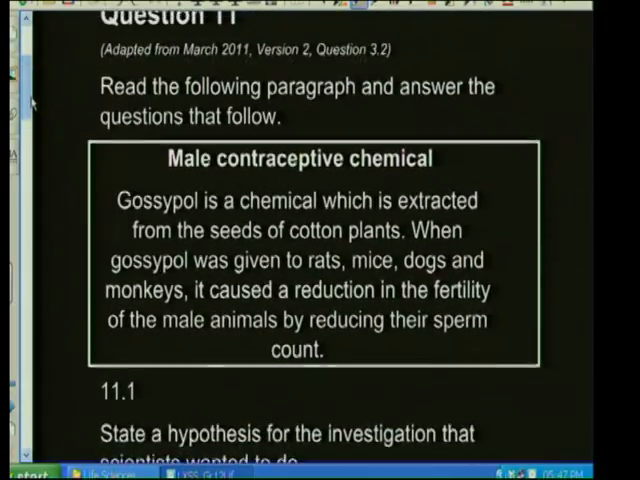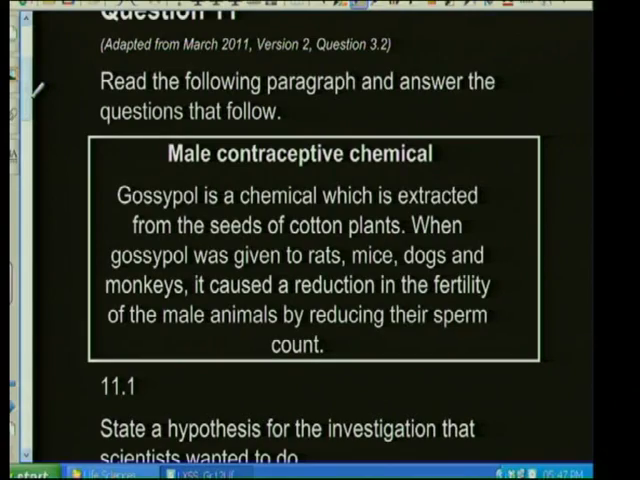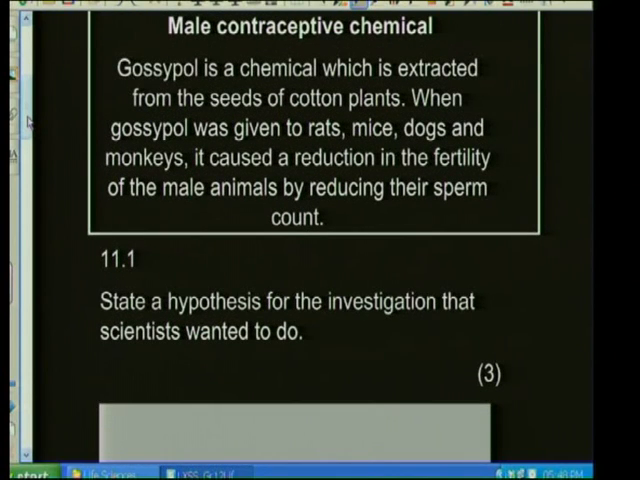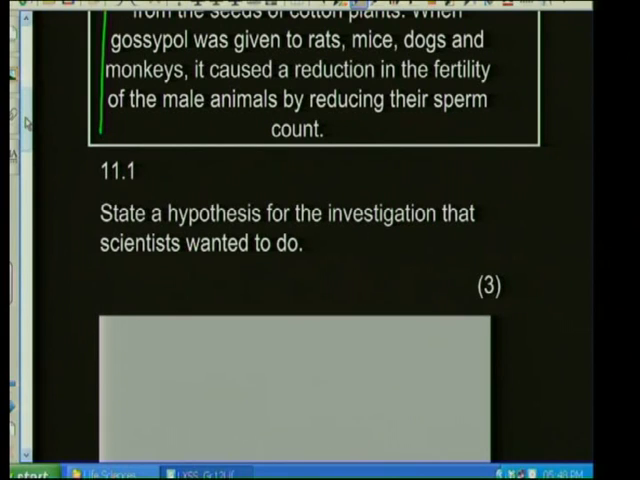Question 11, still on contraceptions. Why did we put this here? Because it deals with investigative skills. So you're adding another dimension of skills. Read the questions below, read the paragraph and answer the question. They give you a whole story of a male contraceptive chemical. There's the story there. They want to know from there, state a hypothesis for this investigation.